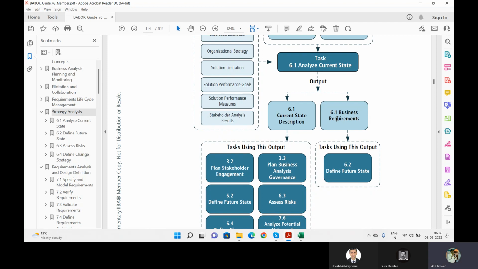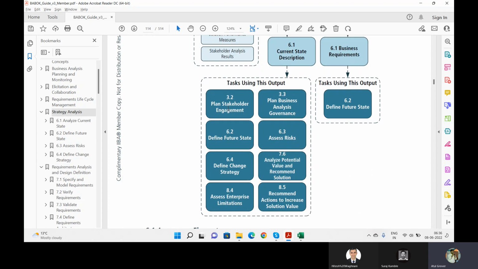ठीक है, now if I follow these two steps, what are the other outputs I am getting here. बहुत सारे हैं, ये चैप्टर नंबर 8 तक लेके जा रहा है, एक करके we will discuss in depth, but अभी नहीं. मोटा मोटा to get the current state task using this output, इसके आउटपुट से मुझे क्या क्या मिलेगा, स्टेकहोल्डर एंगेजमेंट प्लान कर पाऊंगा मैं कि मुझे कौन कौन से स्टेकहोल्डर्स को इन्वॉल्व करना है अपने एज करंट स्टेट एनालिसिस में. I will be able to define the future state, able to define the change strategy.